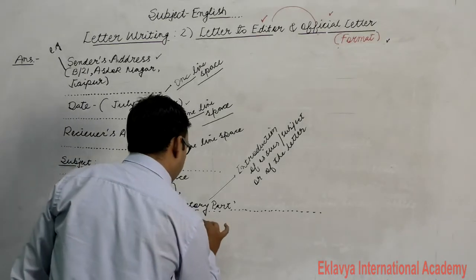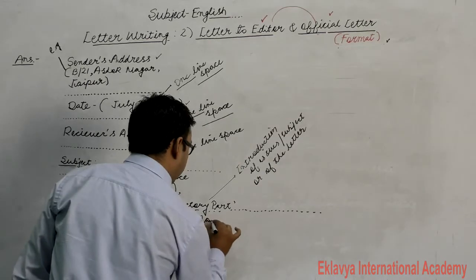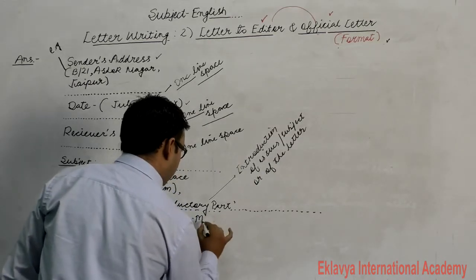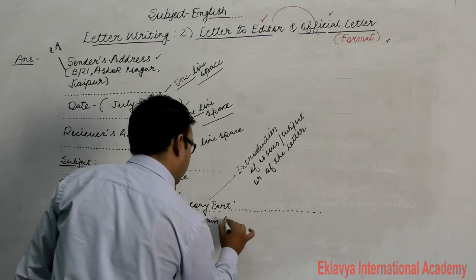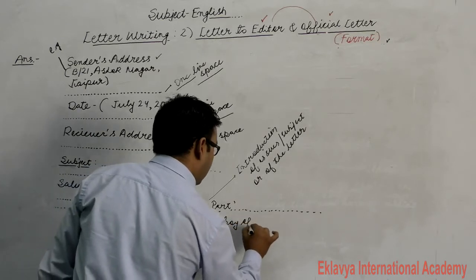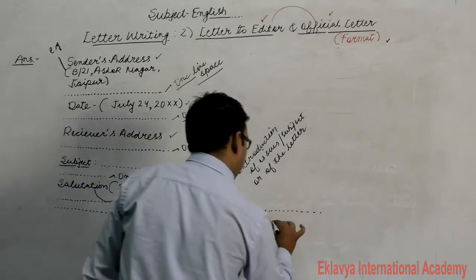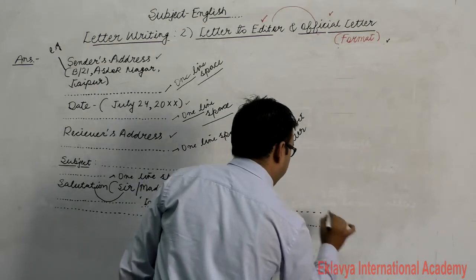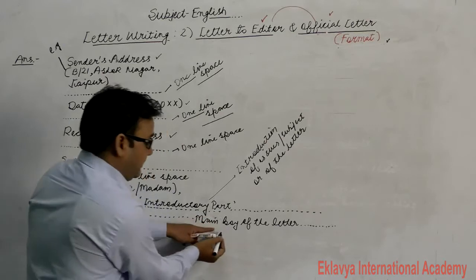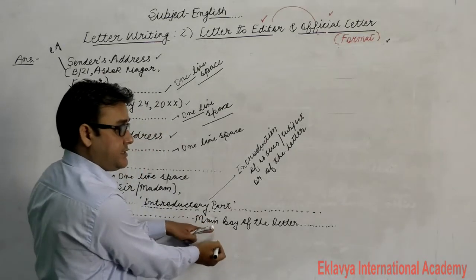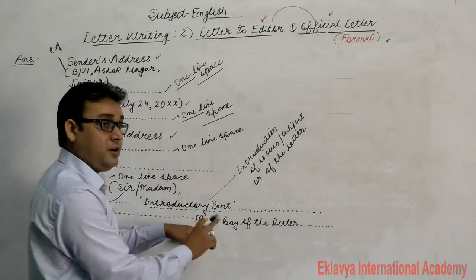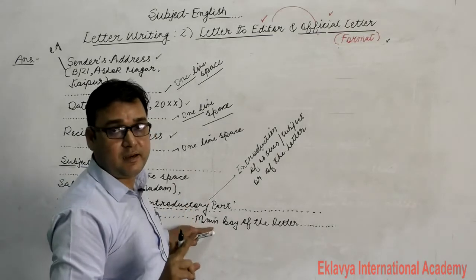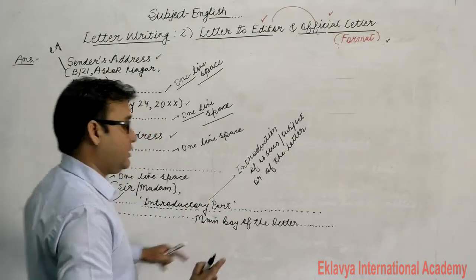Then mention your main body of the letter. The main body of the letter would cover like 5 lines, 6 lines, like that. It would be of 100 words. Is it clear? It would be of 100 words, okay.